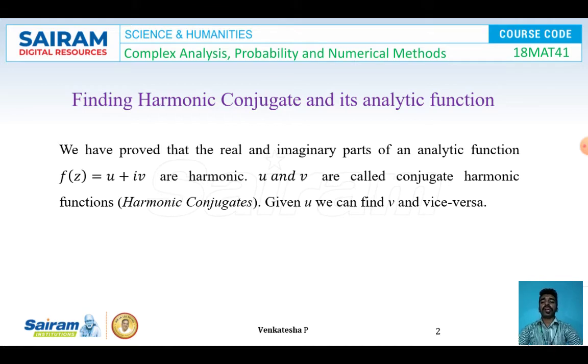We already proved that the real part u and the imaginary part v of an analytic function f of z is equal to u plus iv are harmonic. Since this u and v are harmonic, we can easily find the harmonic conjugate. So this u and v will be called harmonic conjugates. Like how, if u is given, v will be the harmonic conjugate of u, and if v is given, u will be the harmonic conjugate of v.